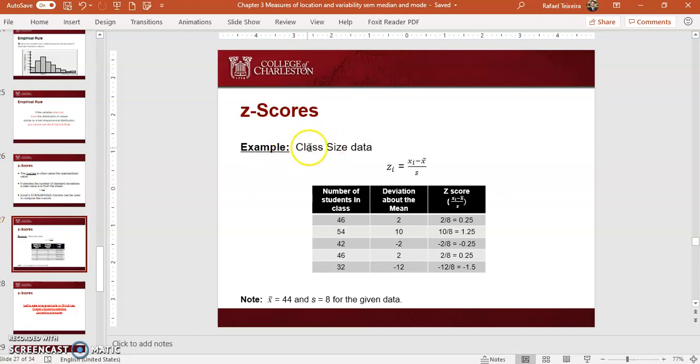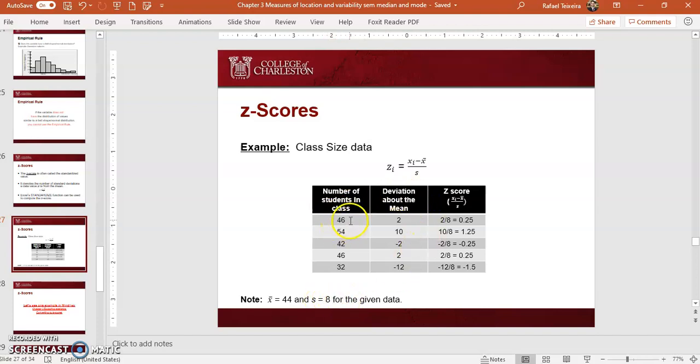So here we have one example, which is class size. We have different classes, 1, 2, 3, 4, and 5, and different numbers of students in each class. In this first class we have 46, in the second one 54, and so on. The mean for all these classes is 44 students. And the standard deviation, if we compute it, is 8.